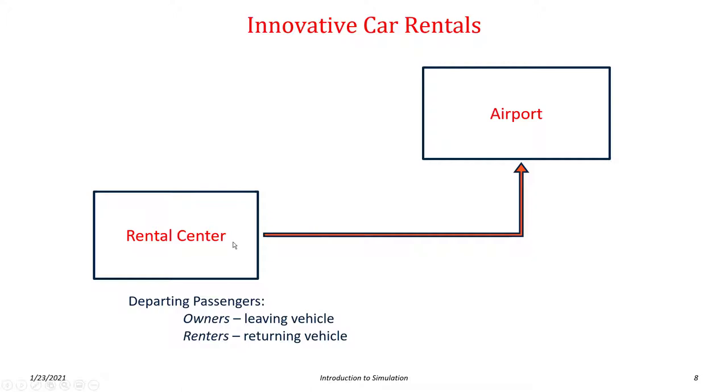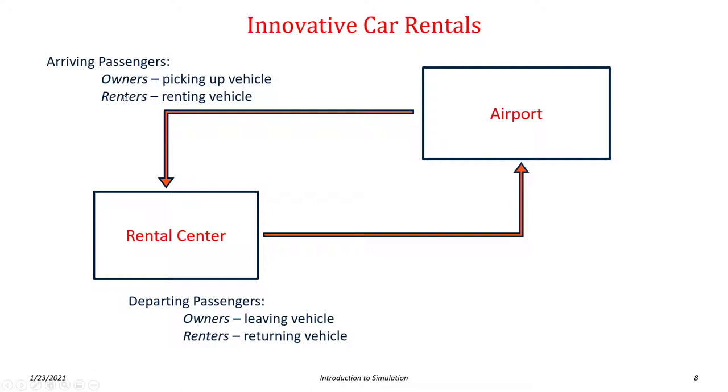And then I have departing passengers from the rental center. I have two categories. I have owners, where I'm leaving my vehicle to go fly somewhere, or I have renters that are returning the vehicle and need to take the shuttle bus to the airport. Similarly, from the airport to the rental center, I also have those same two categories. I have owners that are picking up their vehicle, so they've returned from their trip, and I also have renters who are just arriving and need to rent a vehicle. And as I mentioned, we have a shuttle that transports passengers between the airport and the rental center. So this is the basics of the system.